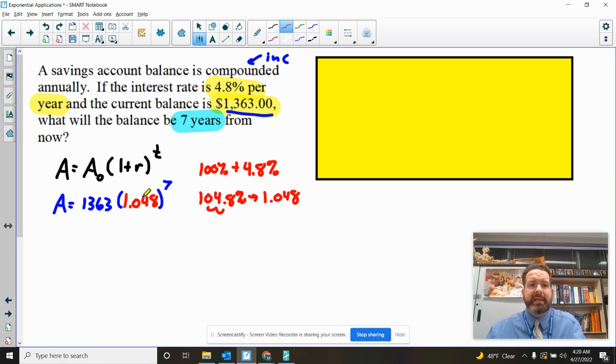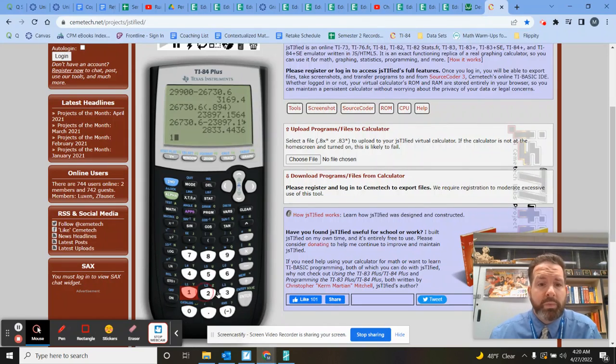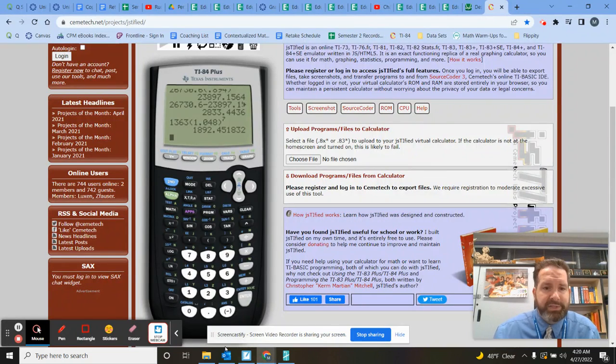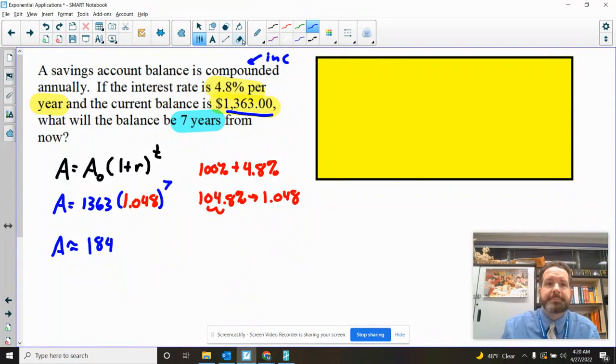Okay, let's throw this in the calculator. Again, it's money, so let's round our answer to the nearest cent. 1363 times the multiplier for 7 years. So we're going to end up with $1,892.45. All right.